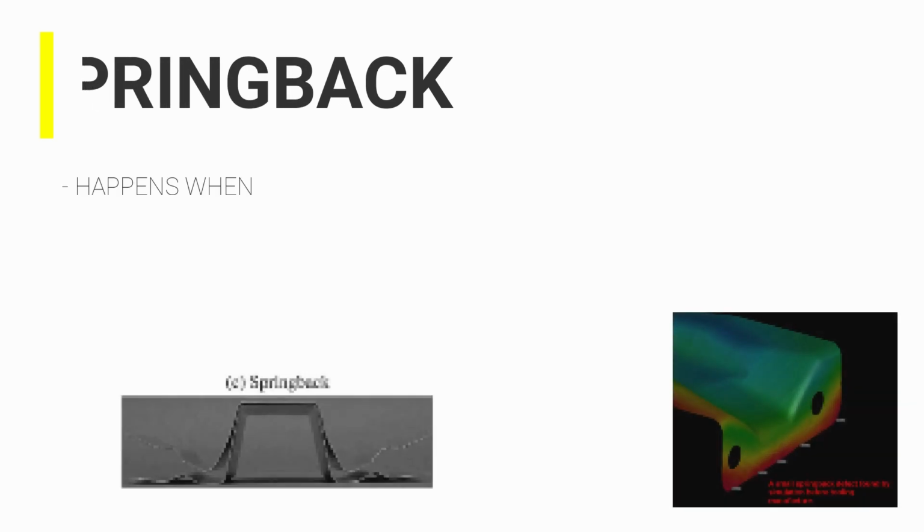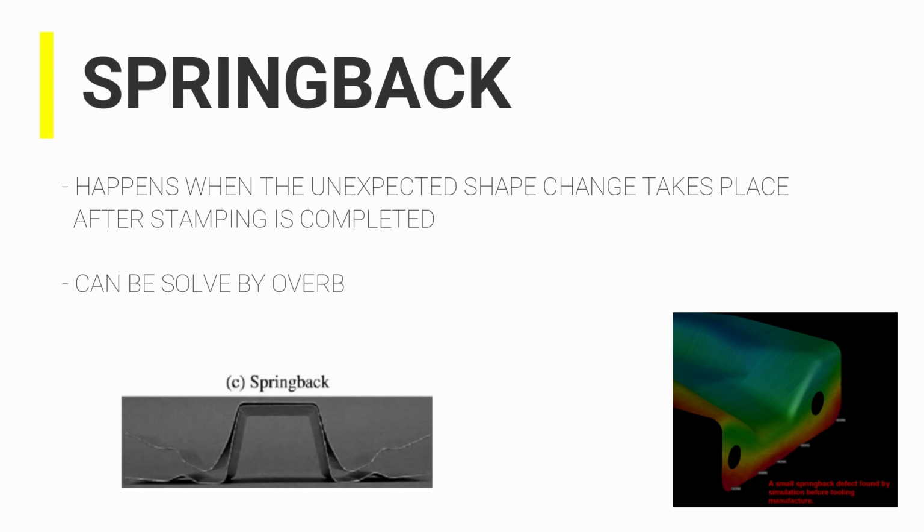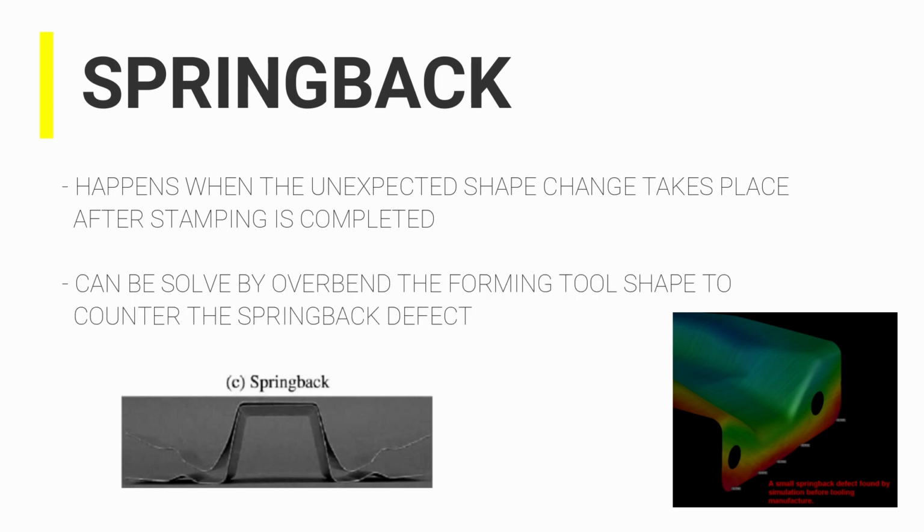A springback defect happens when an unexpected shape change takes place after stamping is complete. Springback defects are caused by the elastic region of the material's stress-strain curve, whereby the material is strained but then relaxed according to its elastic characteristic. To solve this springback defect, multiple strategies may be required, but the most common strategy is to overbend or compensate the forming tool shape to counter the springback.